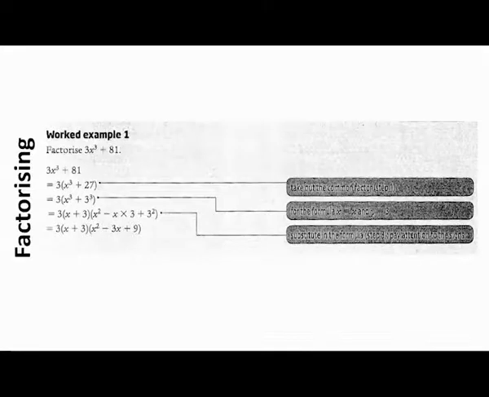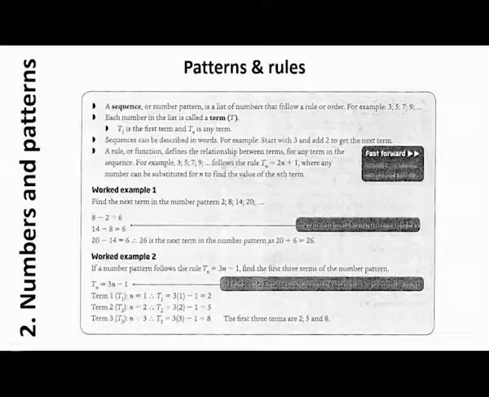Factorization. If you have to factorize 3x to the power 3 plus 81, you have to take out the common factor. That's your first step. 3 is a common factor. So then for the formula x is equal to x and y is equal to 3, and then you substitute in the formula. Right, if you work it back, you will get the same answer as we had in the beginning.